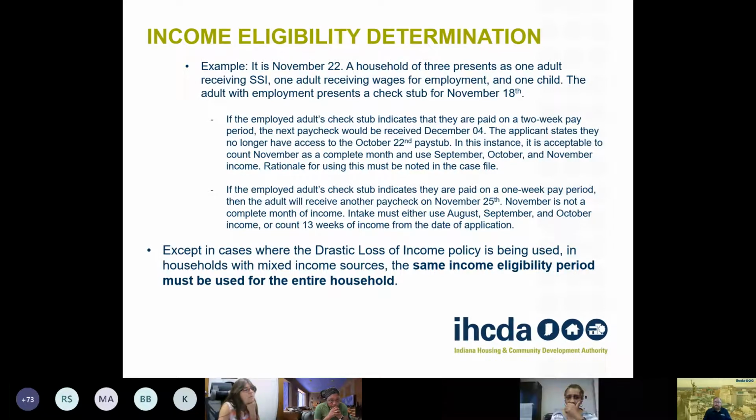Also note that except in cases where the drastic loss of income policy is being used, in households where there are mixed income sources, you have to use the same income eligibility period for the entire household. You can't mix and match and use 13 weeks for one member and 3 complete months for the other member if they're both receiving pay in the same household.